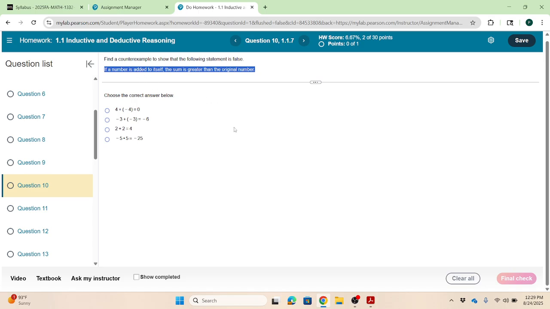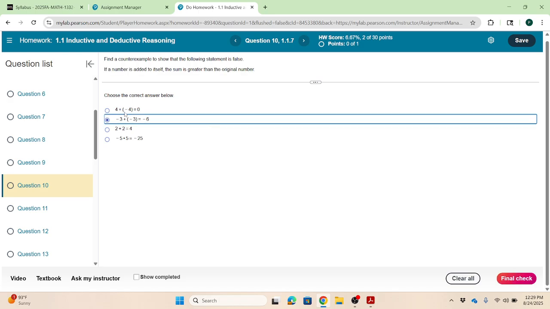So we have to find a number, if we add it to itself, that sum is supposed to be less than the number itself. So by going here, look at here, if I add -3 and -3, the sum would be -6, and -6 is less than -3. So this is the counterexample for this statement.